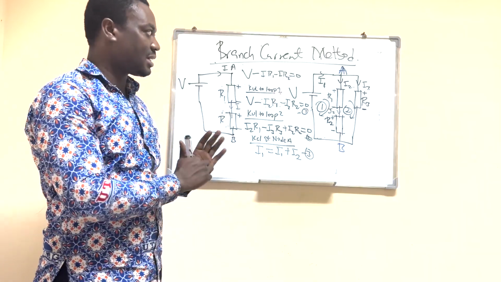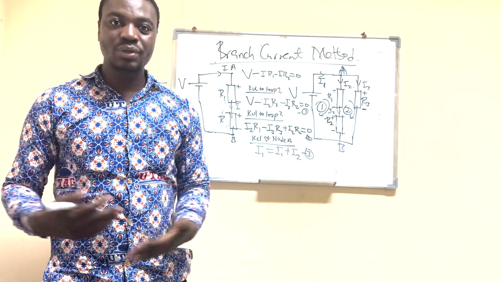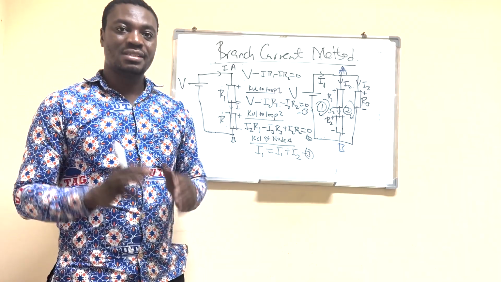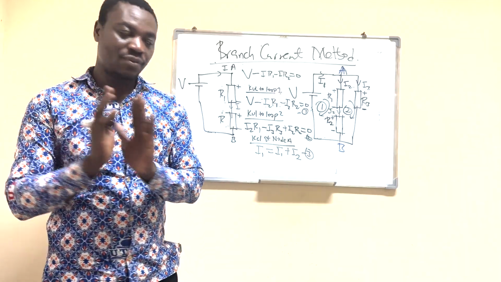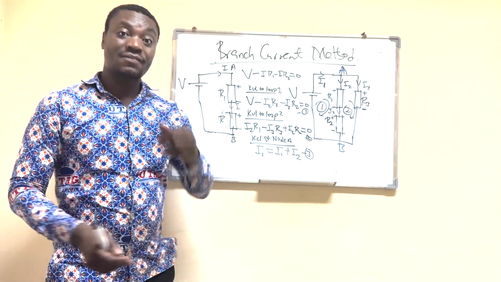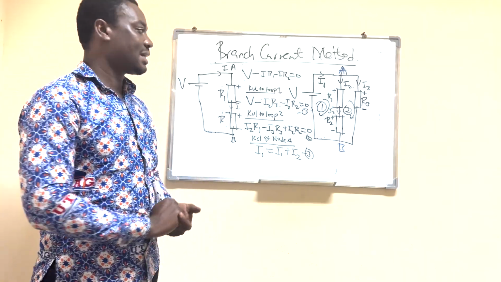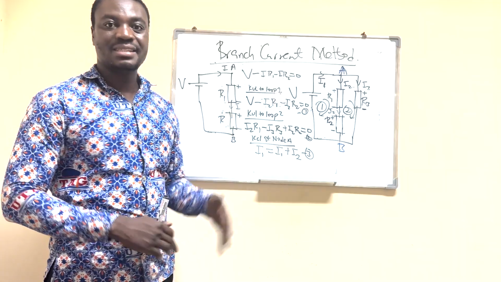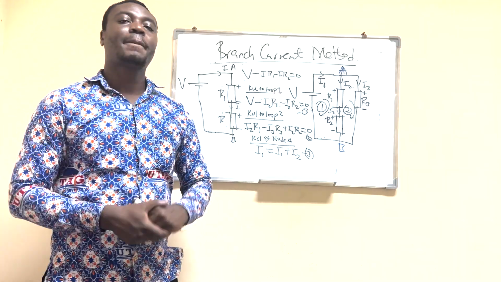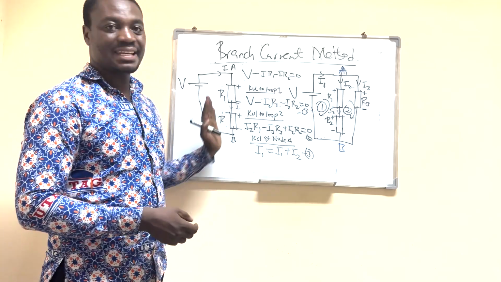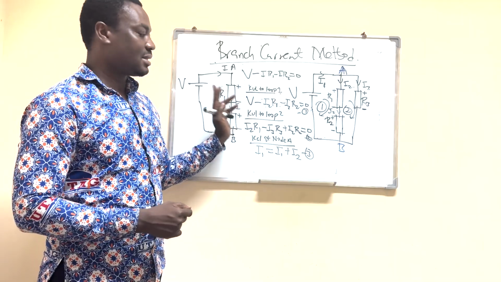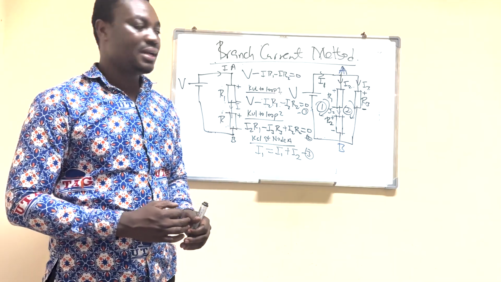Now, how do we apply the branch current method? We apply it by following some laid down steps, and I'll be talking about the steps. The first step is that you assign current to the branches in the circuit. Then step 2, you indicate the direction of the current on the circuit diagram, right?